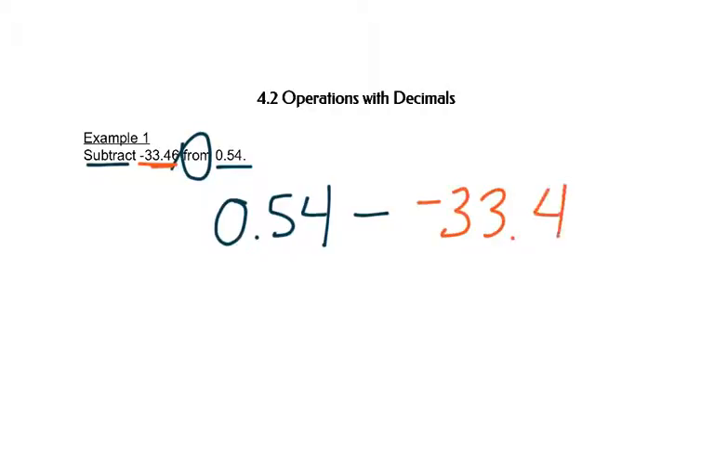We're subtracting, so we'll have minus, and then we have negative 33 and 46 hundredths. You can type this into your calculator just like you see it. Remember that the negative is that button with the parentheses around it. So we'll type that into our calculator. And this ends up being 34.